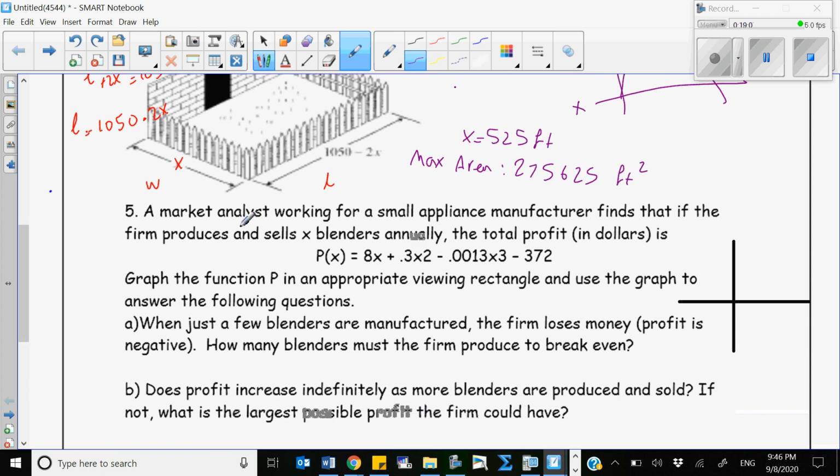A market analyst working for a small appliance manufacturer finds that if the firm produces and sells X blenders annually, the total profit is going to be this function. So that means if I graph the function, the x-axis will be the number of the blenders and the y-axis will show the profit. Then saying graph the function p in an appropriate viewing rectangle and use the graph to answer the following question. So I'm going to graph the function here.